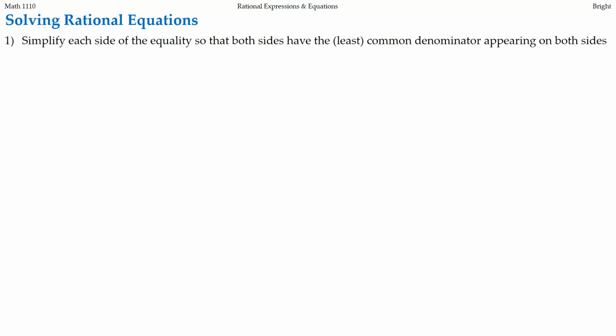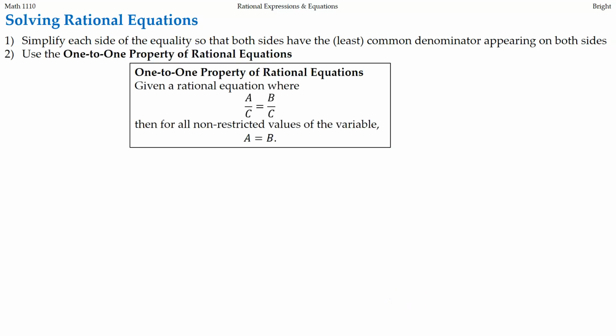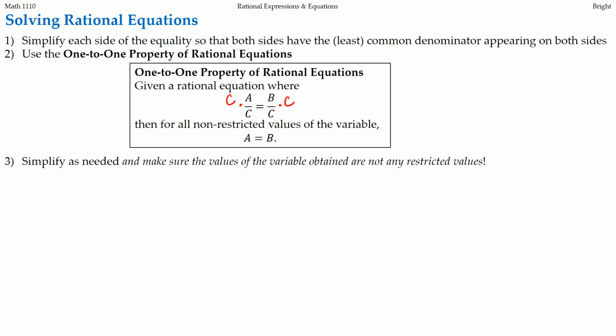It would be very nice if it was the least common denominator, but it's not a requirement. So just make sure we have a common denominator. And once we have a common denominator, we're going to use this one-to-one property of rational equations to say, well, the denominators are the same and we have different numerators, but if the denominators are the same, the numerators have to be the same as well, and just drop the denominators. This is actually equivalent to saying multiply both sides by c, so mathematically we're justified. Then from there on, simplify as needed, and make sure that we don't have any restricted values. This is another way of saying, check your answer.